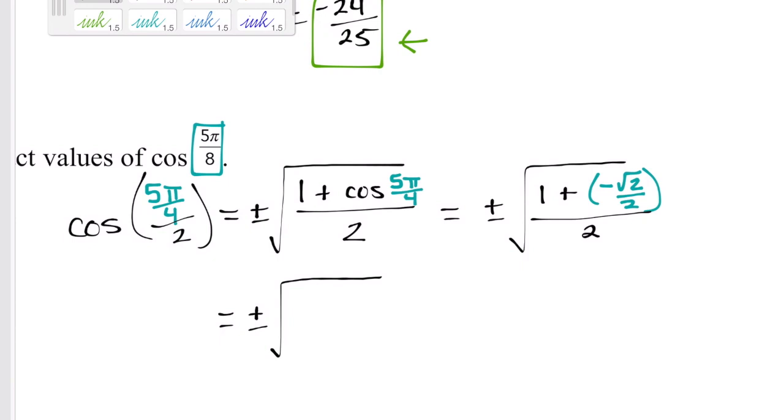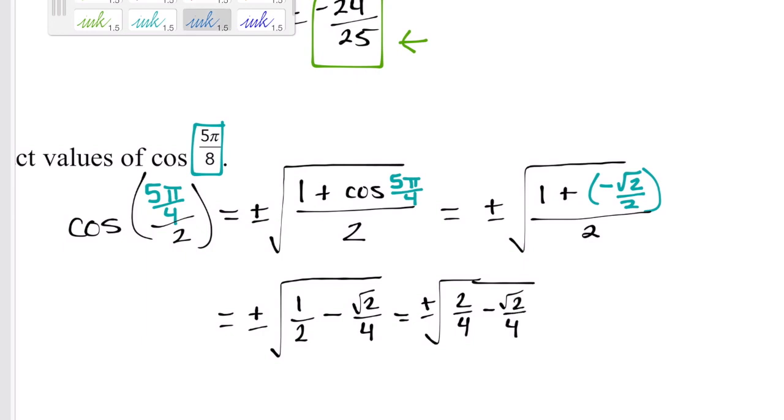So first, I want to separate these a little bit, so I'm going to end up with 1/2, minus, since it's plus minus, square root 2 over 4. Since I have square root 2 over 2 over 2, that would be square root 2 over 4. If I can make the denominators the same, I would have this all over 4, which I can take the square root of. So I'm going to change this into 2 over 4 for my first fraction, minus square root 2 over 4.